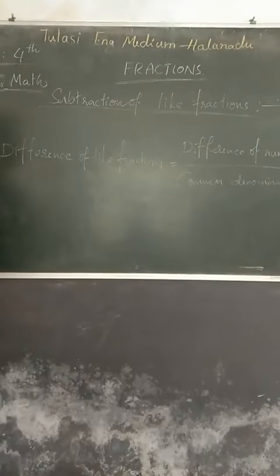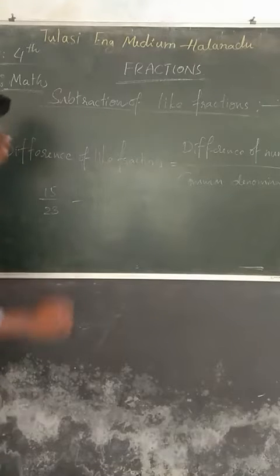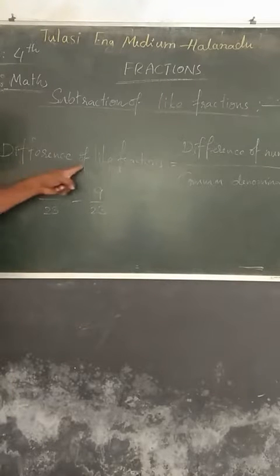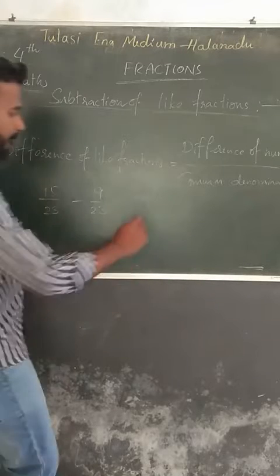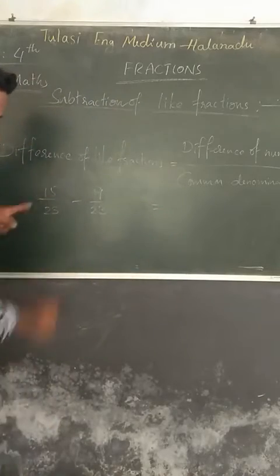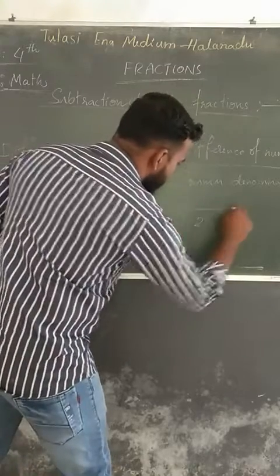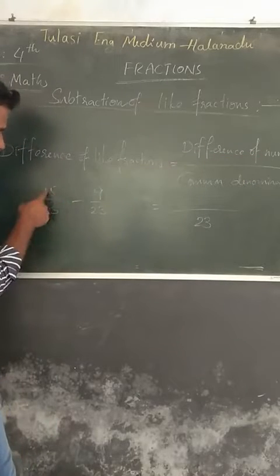Subtraction of like fractions. One example, 15 by 23 minus 9 by 23. We have to find the difference of like fractions. The given fractions are like fractions because denominators are same. See, common denominator 23. Difference of numerators, 15 minus 9.